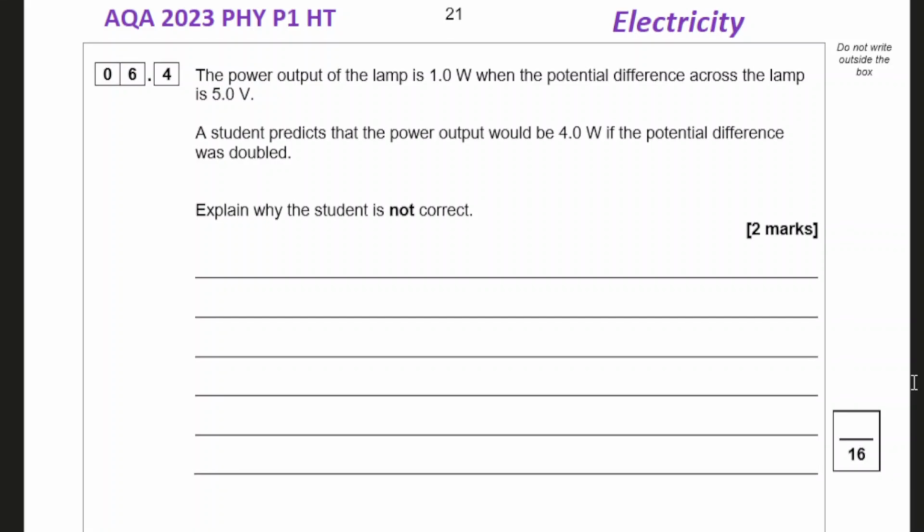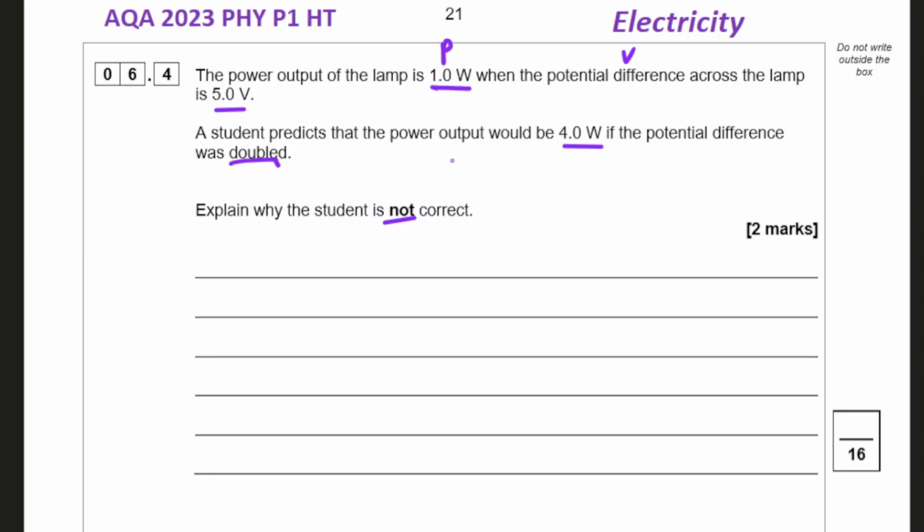The power output of the lamp is 1 watt when the potential difference across the lamp is 5 volts. A student predicts that the power output will be 4 watts if the potential difference was doubled. Now, explain why the student is not correct. This is a challenging question for 2 marks, and the best way to approach this is to work it out using the equation.